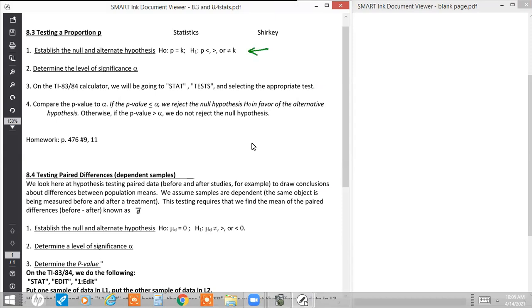Your null hypothesis H sub 0 is that your population proportion P equals some number, which they call K in your textbook, right? Your alternate hypothesis is that P is either less than, greater than, or not equal to K. So it's either a left tail, right tail, or a two-tail test, right? In that order that I wrote it. Any questions on that? That's like what we did in 8.1 and 8.2. We established the null and alternate hypothesis. Step 2, determine the level of significance alpha. Again, that will be given to you in your problems.